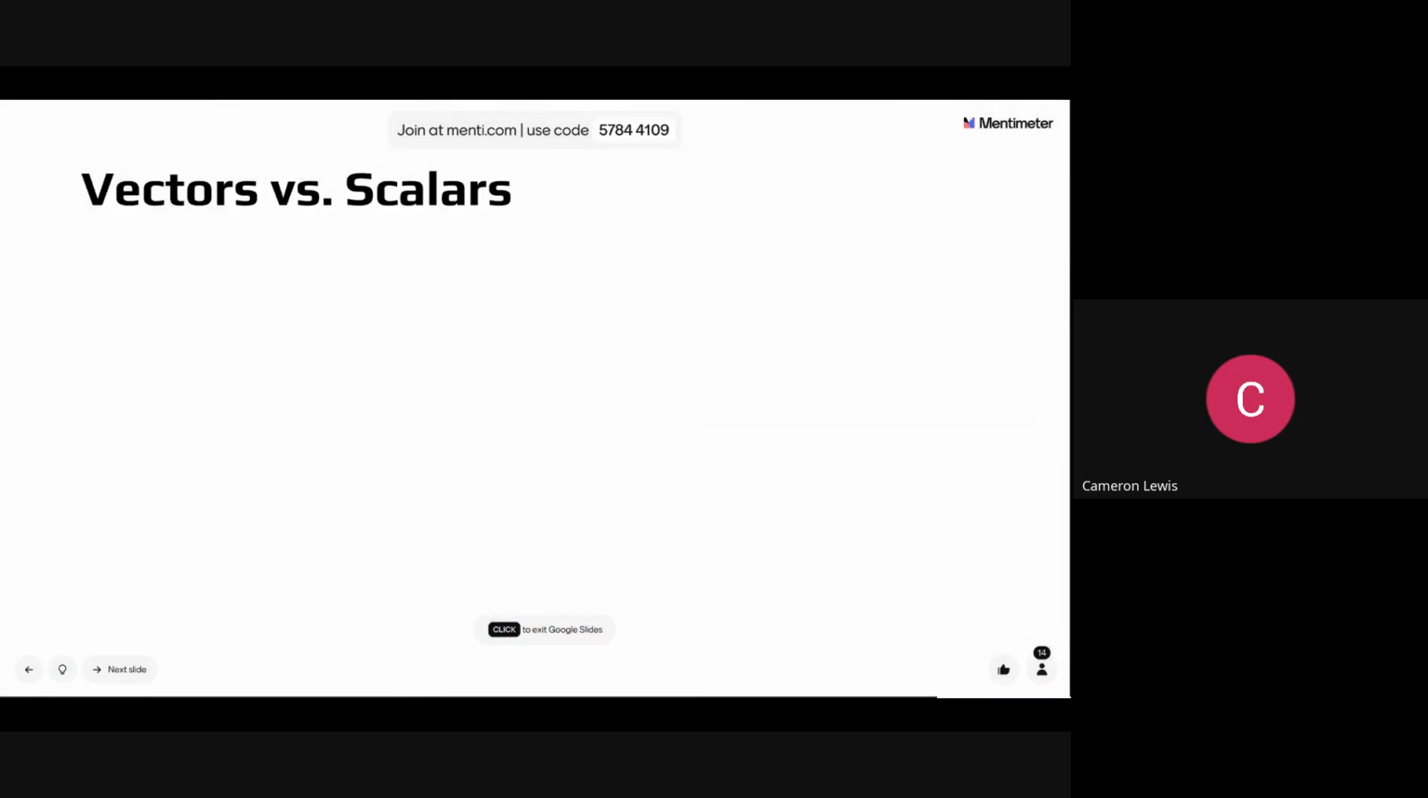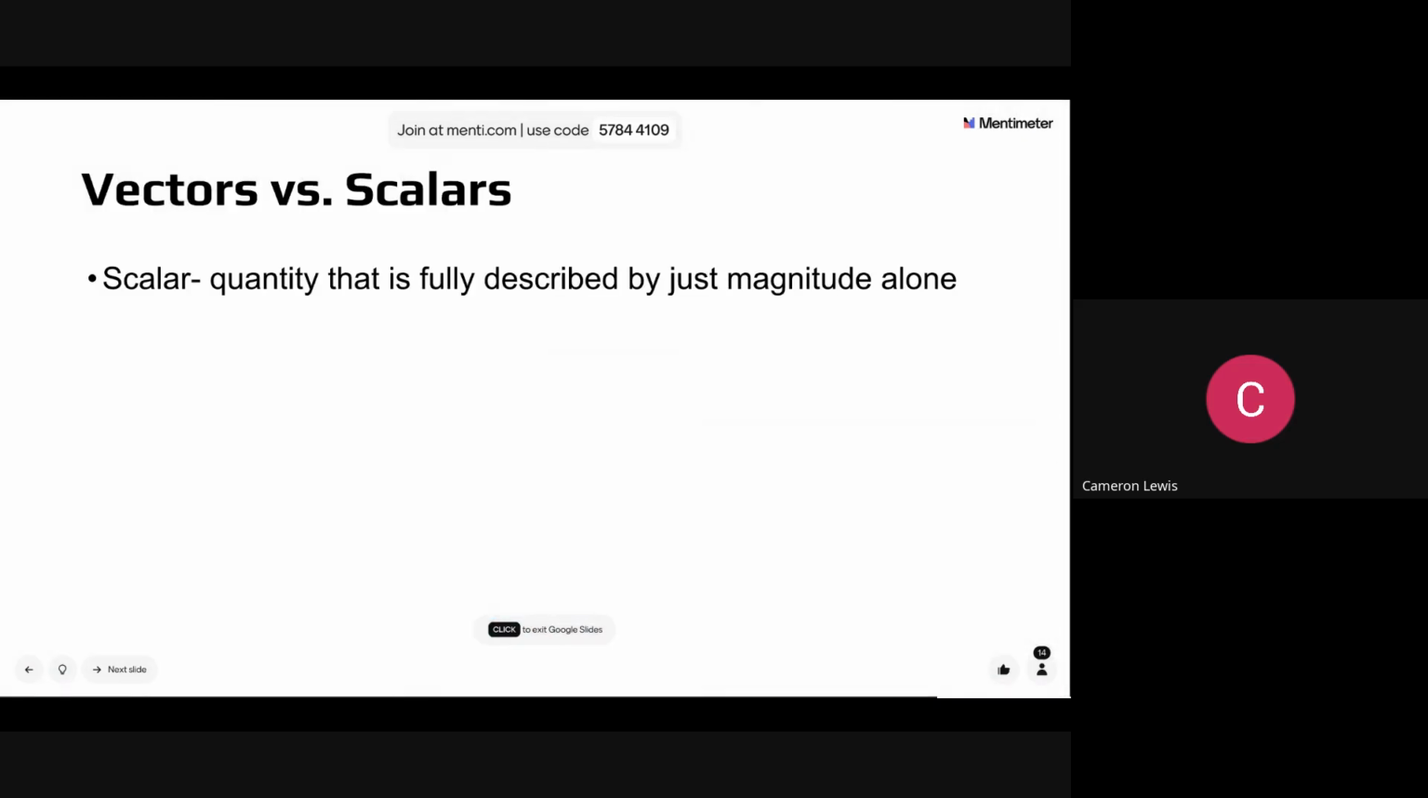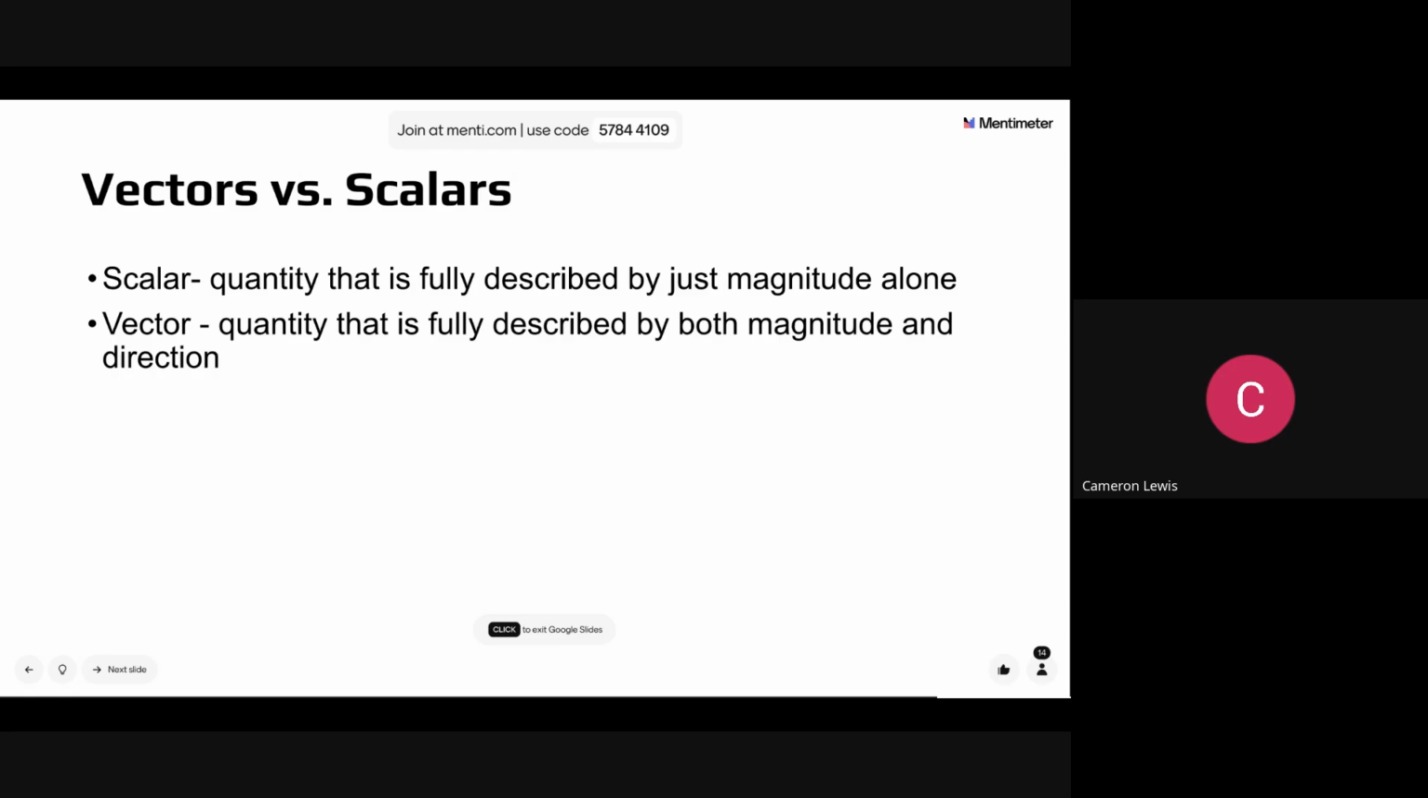So starting off with the beginner, we talked a lot about vectors versus scalars. But what is a scalar? A scalar is a quantity that is fully described by just its magnitude alone. So like I said before, 50 meters, just period. That's just the distance, how far you went. But a vector has magnitude and direction. So I have to say 50 meters plus a direction such as east or west or north, south. Once I add a direction, now I have a vector.